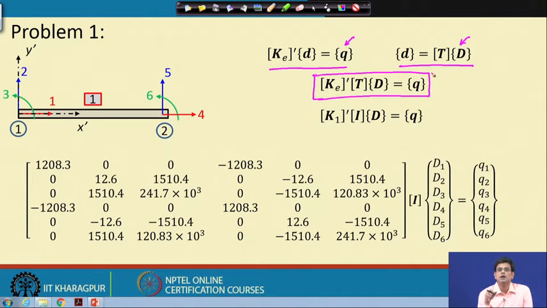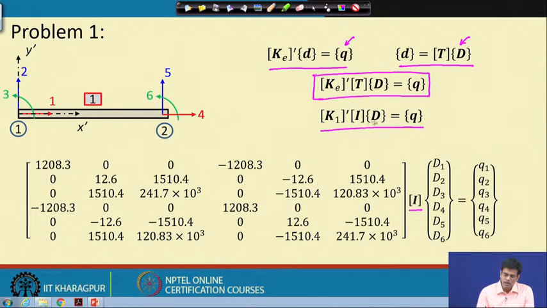So, as you know, all members of the structure should be in equilibrium. By this logic, this equation can be evaluated for finding out the internal loading of a particular member. In this case, the element T is my identity matrix. So, this becomes my equation for member 1.